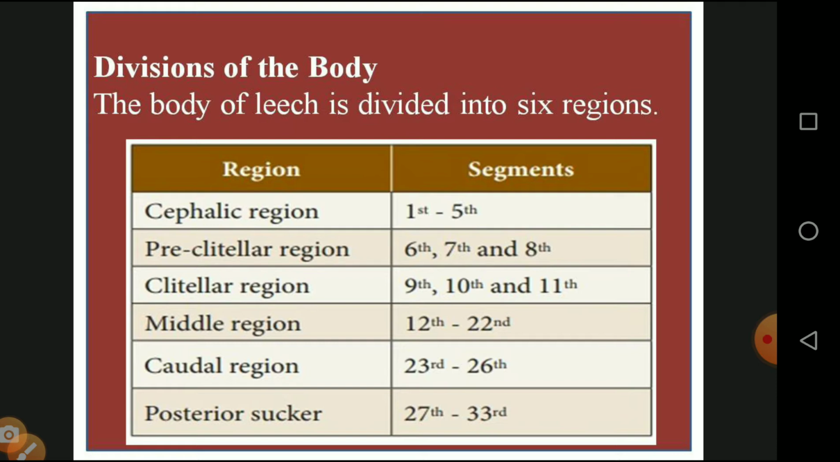Number one is the cephalic region, which is available on segments 1 to 5, where the mouth is present. The pre-clitellar region is available on segments 6, 7, 8. The clitellar region is available on 9, 10, 11, which has the reproductive gland or reproductive pore. The middle region, segments 12 to 22, has the nephridia. The caudal region is segments 23 to 26. And the posterior region has segments 27 to 33, which has the posterior sucker.